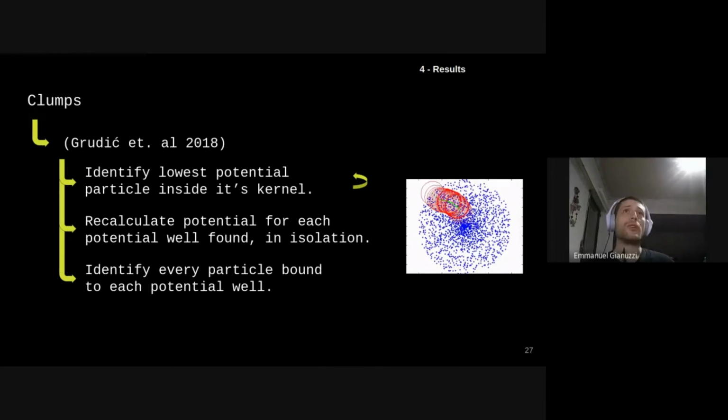In order to determine the clumps formed in the simulations, we used an algorithm described in Rudick and collaborators 2018, composed by these three steps.